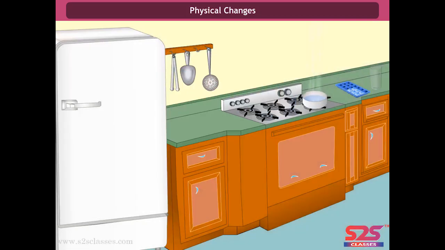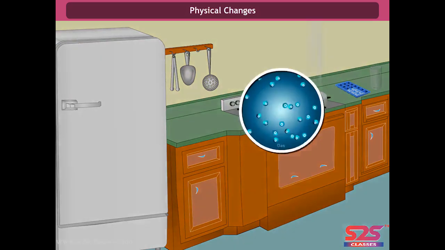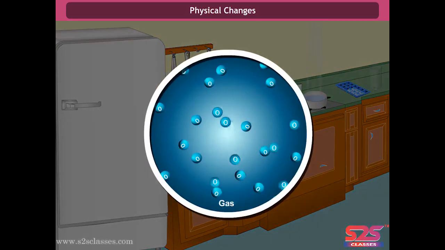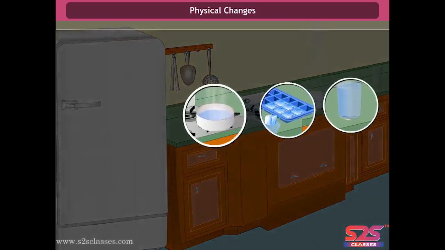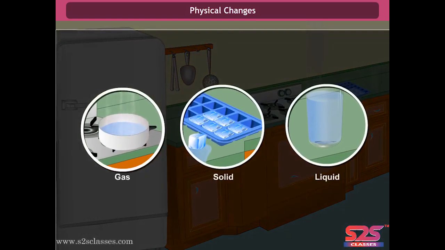Thus, water changes from liquid state to solid state. Heat up the water on the flame and observe. The water changes into water vapor. From this activity we conclude that in all the three forms the chemical composition of water is not altered. Thus it is a physical change.